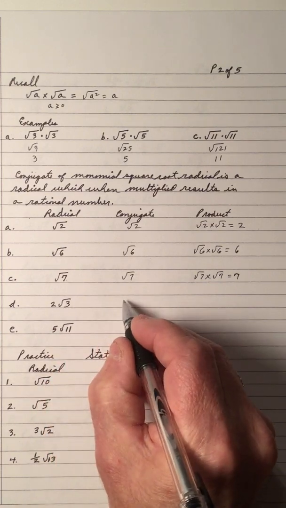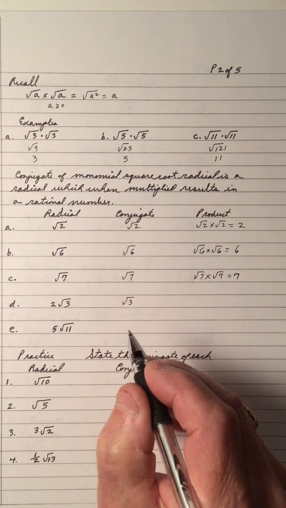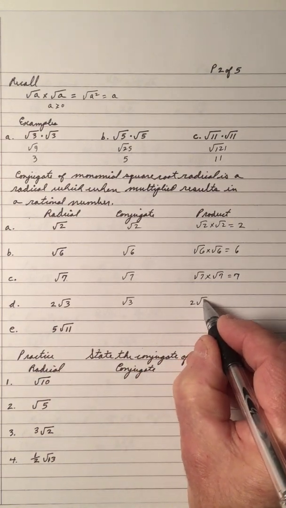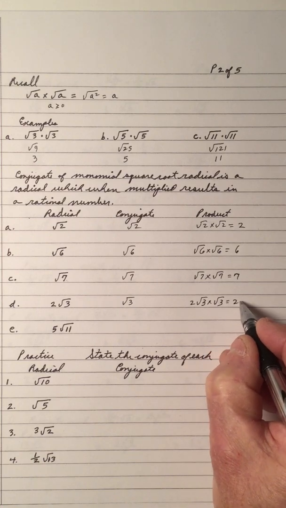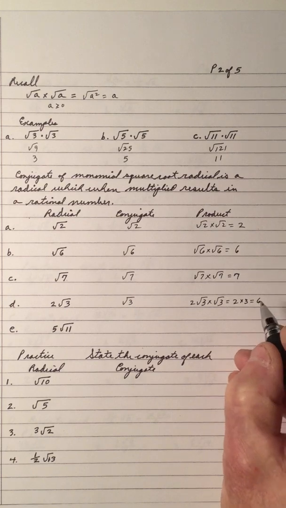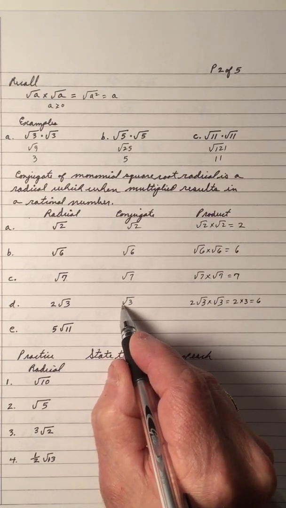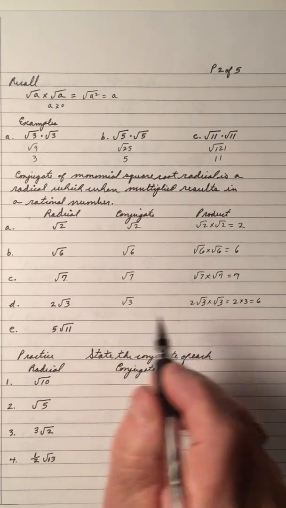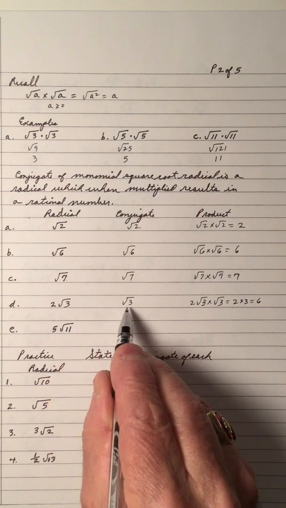2 root 3, the conjugate could be just root 3. The 2 is not necessary, because 2 root 3 times root 3 is 2 times root 3 times root 3, which is 2 times 3, results in a rational number of 6. Now some people might use 2 root 3 here, but it makes no difference. In the end, when you use it, it will give you a rational number.